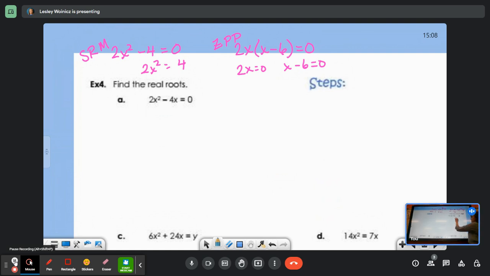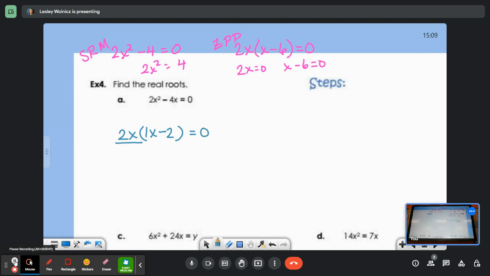I see a 2. Okay, so let's get parentheses ready. Okay, what else can come out? What power of x? 1. Good. So if I divide that out, 2 divided by 2 gives us a 1. X squared divided by x gives us x. Bring down the negative. 4 divided by 2 is 2. X divided by x, cancel, equals 0.